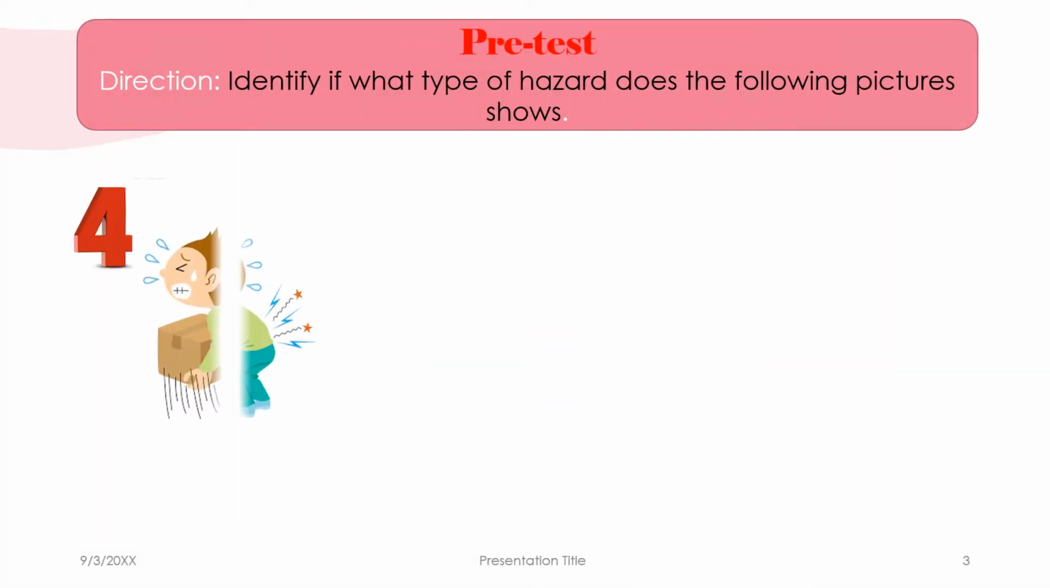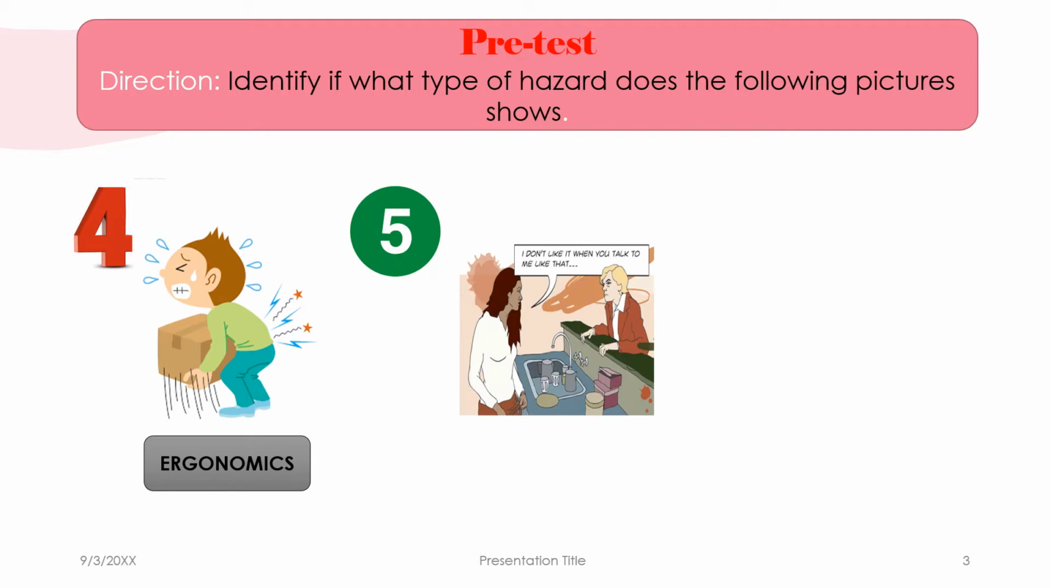Okay, next. Number 4, lifting heavy object is an example of, yes, very good, ergonomic hazard. Next, number 5, "I don't like it when you talk to me like that." If you heard something that you cannot understand or you cannot handle the words, so this is an example of, yes, psychological hazard.